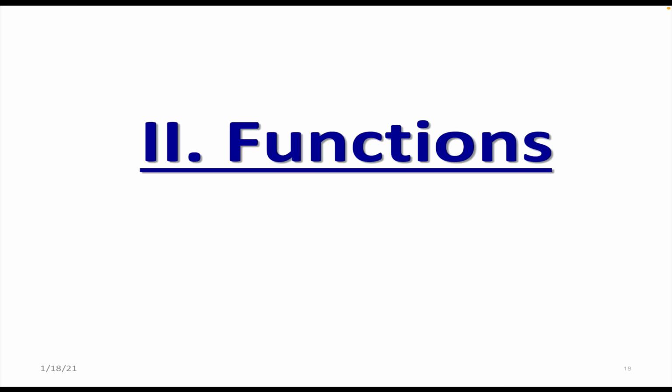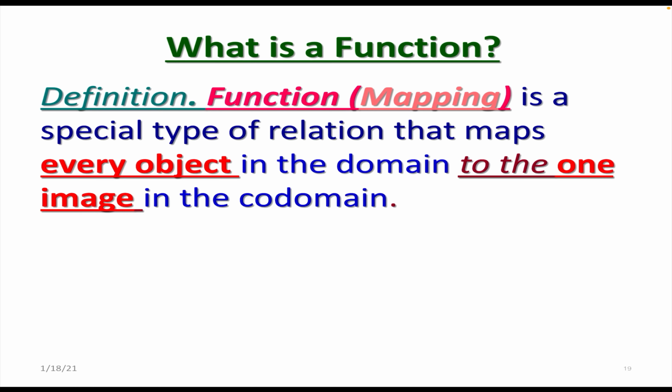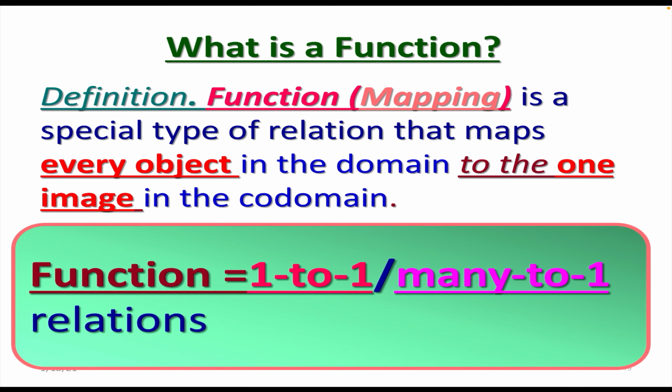In this tutorial, we are going to talk about functions. So what is a function, first of all? A function, or mapping, is a special type of relation that maps every object in the domain to one image in the codomain. So basically, a function can be defined as a one-to-one or many-to-one relation.